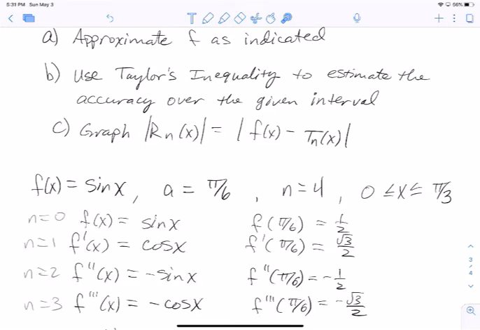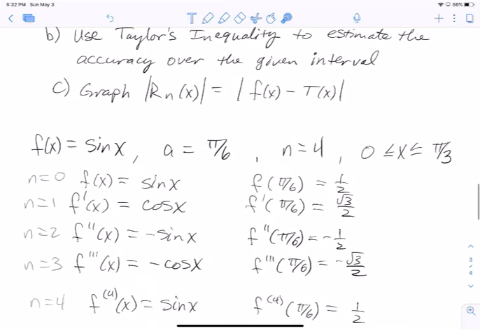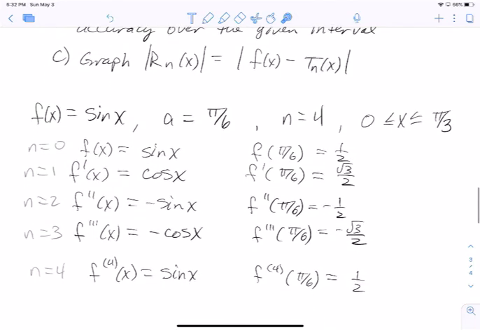In our previous work, we found the first three derivatives of f, and we found that f evaluated at pi over 6, and the subsequent derivatives f prime, f double prime, and triple prime, were 1/2, square root of 3 over 2, negative 1/2, and negative square root of 3 over 2. Here we're asked for the fourth degree Taylor polynomial, n equals 4, and so we need the fourth derivative. The fourth derivative of x is equal to the sine of x, and the fourth derivative evaluated at pi over 6 is equal to 1/2.